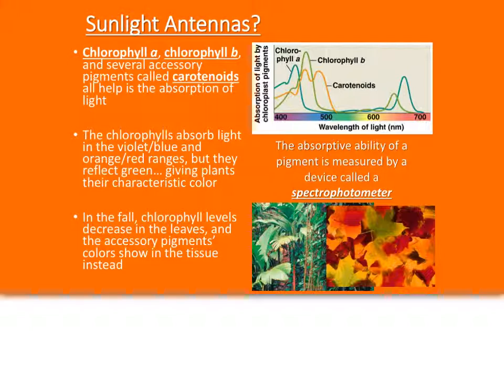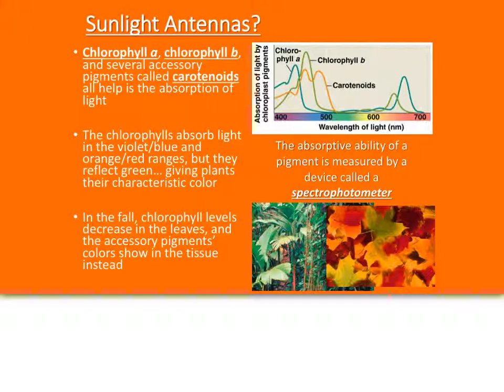Okay, so this graph on the upper right shows you three different pigments that you can find in plants, and it shows you what wavelengths of light they absorb best. In most plants you have one type of chlorophyll called chlorophyll A, another type called chlorophyll B, and then a group of accessory pigments, the carotenes or carotenoids, that are in there as well.